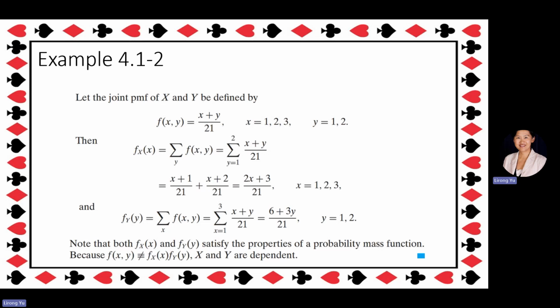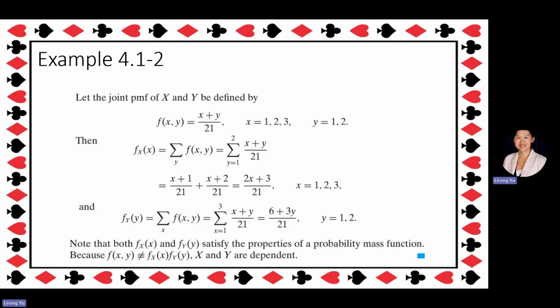So here we have an example. The joint probability mass function of X and Y. F(x, y) equals x plus y over 21, for x equal to 1, 2, 3 and y equal to 1, 2. So basically, 3 x values and 2 y values, 3 times 2 is 6, so we have 6 probabilities. With this, the question is: is the x variable independent from the y variable? And then we'll try to answer the question from there.